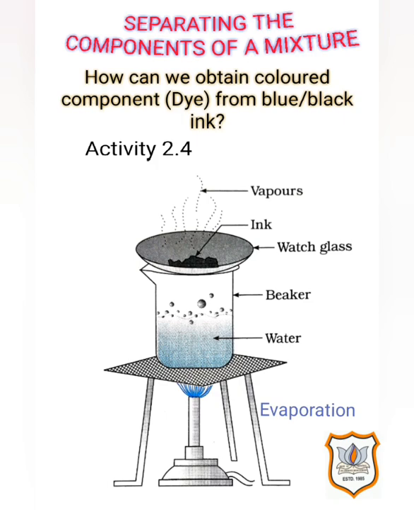Chapter 2: Is Matter Around Us Pure? So, today we are going to start our new topic, that is separating the components of a mixture. Students, we have learned that most of the natural substances are not chemically pure, but different methods of separation are used to get individual components from a mixture. Separation makes it possible to study and use the individual components of a mixture.